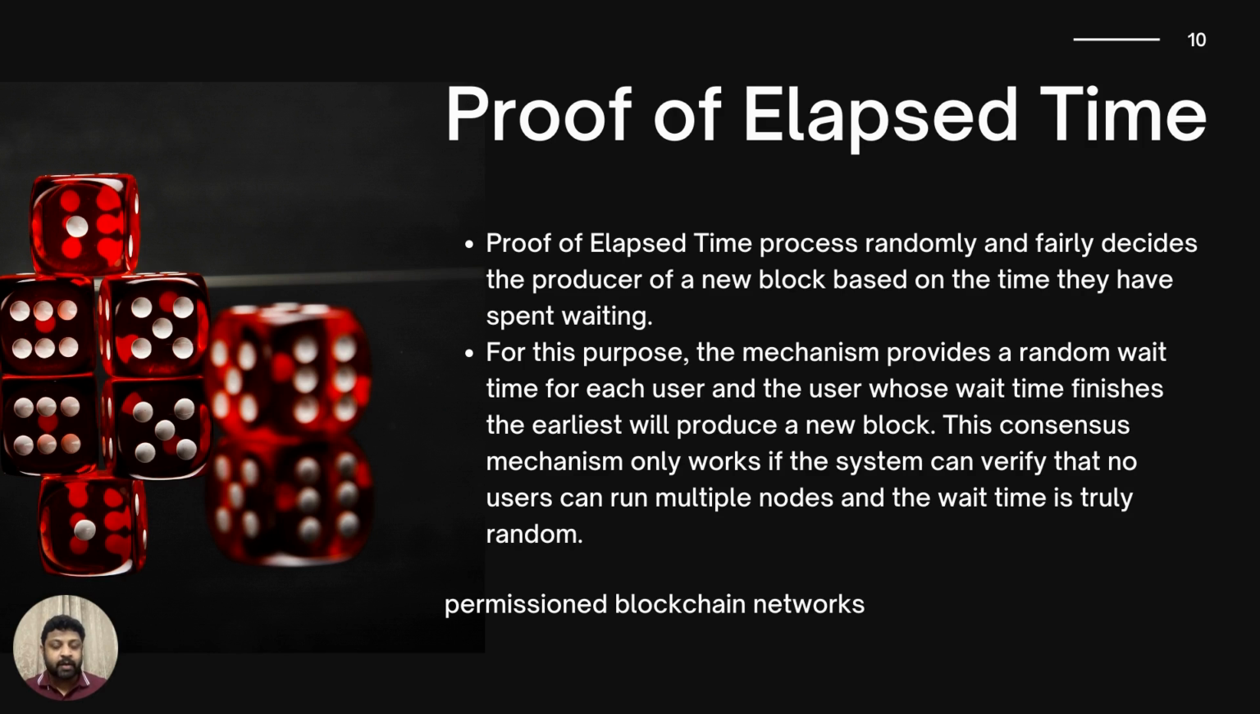And how does it work technically? The consensus mechanism allots a random sleeping time for all the nodes. This sleeping time differs from one node to another. Whichever node has the shortest sleeping time and wakes up first gets the chance to mine the next block and be rewarded.